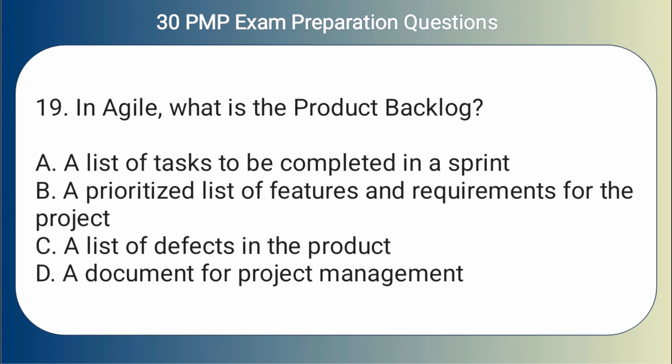Question 19. In Agile, what is the product backlog? A. A list of tasks to be completed in a sprint. B. A prioritized list of features and requirements for the project. C. A list of defects in the product. D. A document for project management.